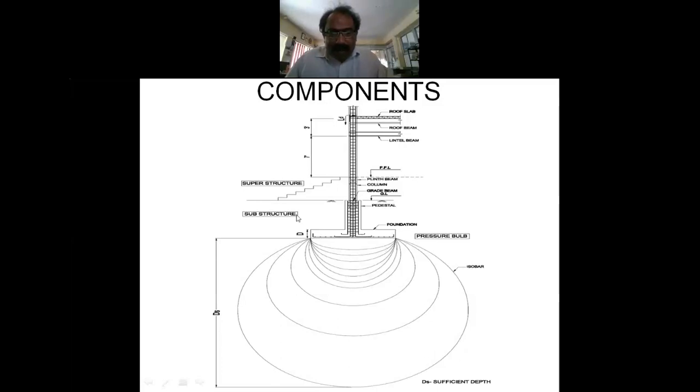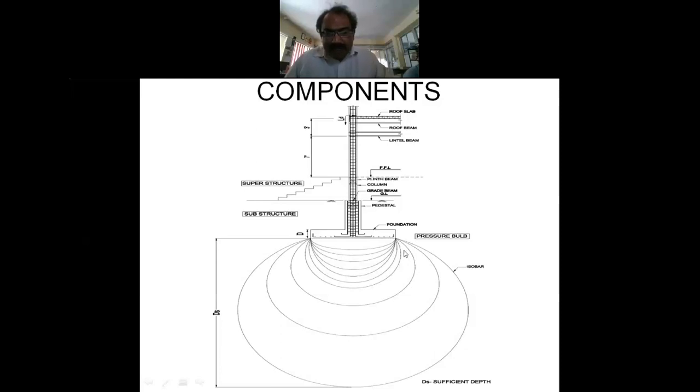So the structure below the soil is called the substructure. The structure above ground level is called the superstructure. The superstructure load comes to the substructure. The substructure transfers it to the soil or the rock mass. The soil mass has these imaginary lines. This is not exactly imaginary lines, it is proven. This is how the force is transferred. Whatever load you are applying on the soil mass or the rock mass, this is how the stress is transferred.